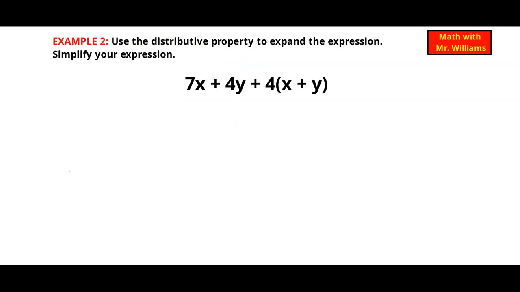All right, example 2, math with Mr. Williams. Use a distributive property to expand the expression. Simplify your expression. So here we have 7x plus 4y plus 4 parentheses x plus y. All right, let's go ahead and use a distributive property here.